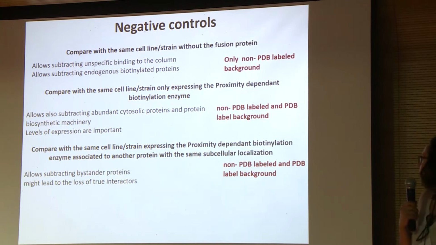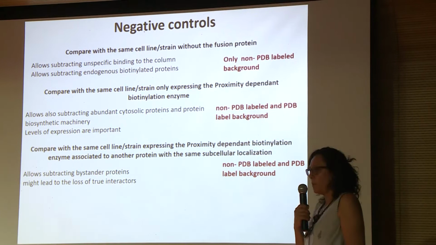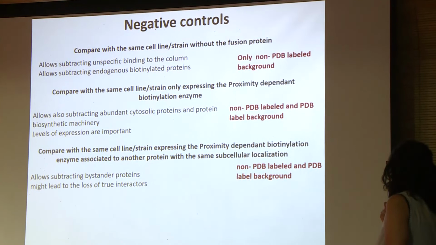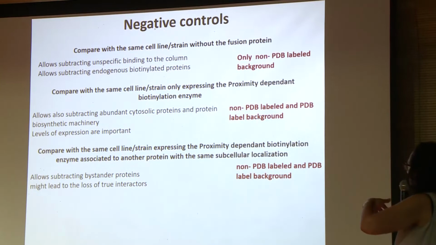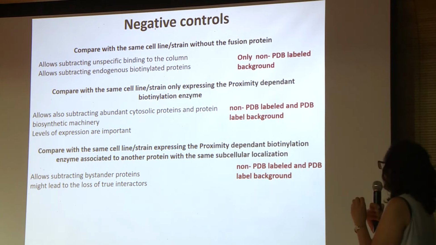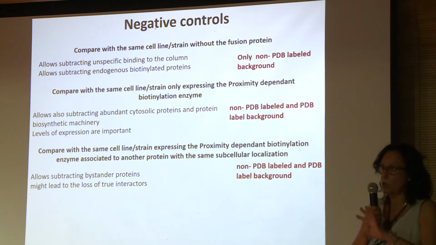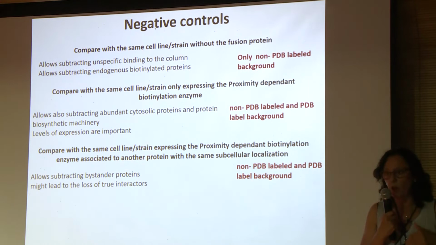And also, we can sometimes compare with a cell line or a strain that expresses the biotinylation enzyme, but associated to another protein that goes to the same subcellular location. So in this case, we can subtract unspecific proteins by standard proteins that are in this location. This might have a problem because sometimes there are real interactors that are abundant in this location, so if we use this, it can be at the cost of losing true interactors that we are considering in this case as background.